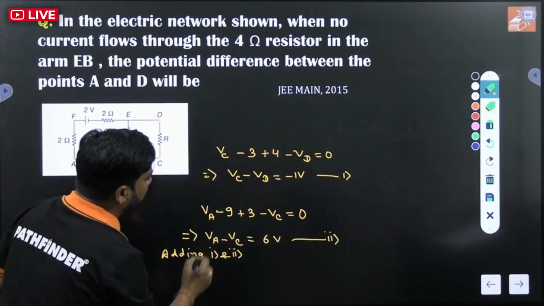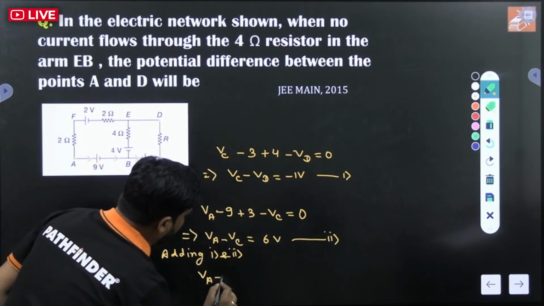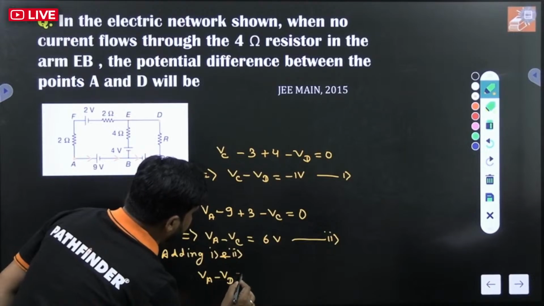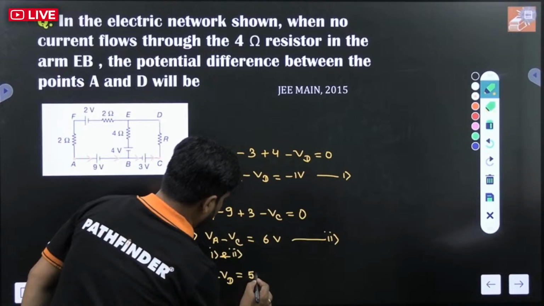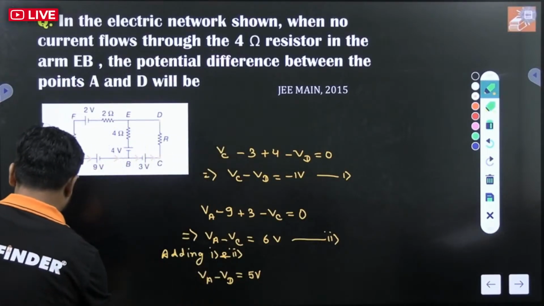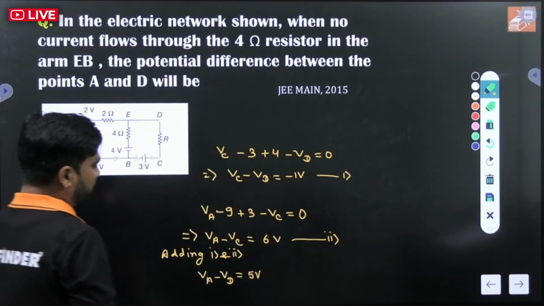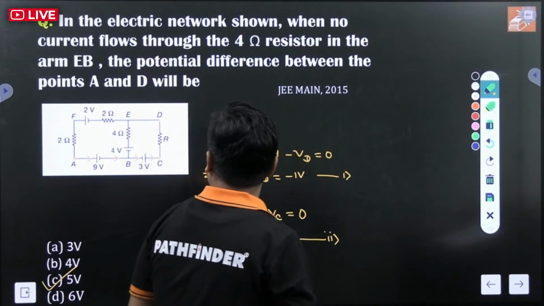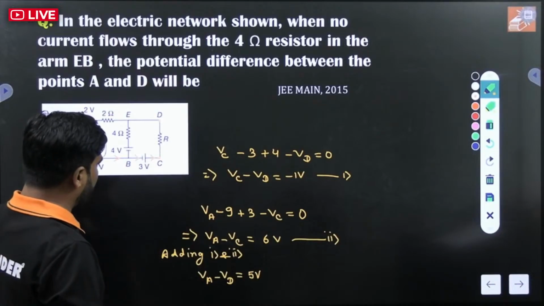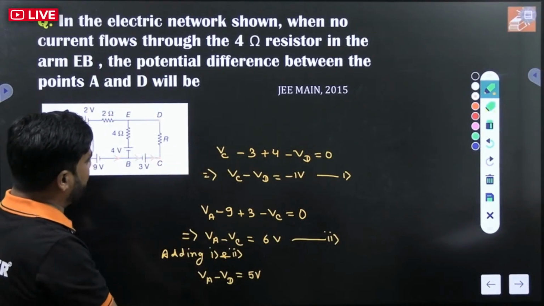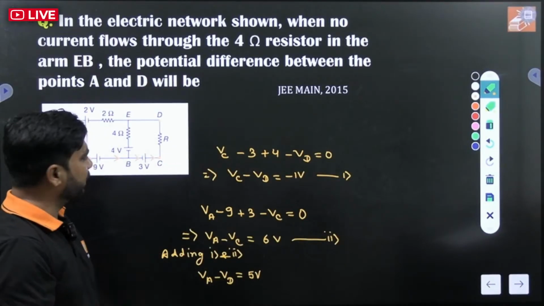VC will cancel out. So you will get VA minus VD, which is equal to 6 minus 1, that is 5 volt. This is our option number C. It's correct. Now there is one easy way to solve this one. I'll discuss that method also. This is one of the methods, the traditional way. You can use the KVL and you can solve it.